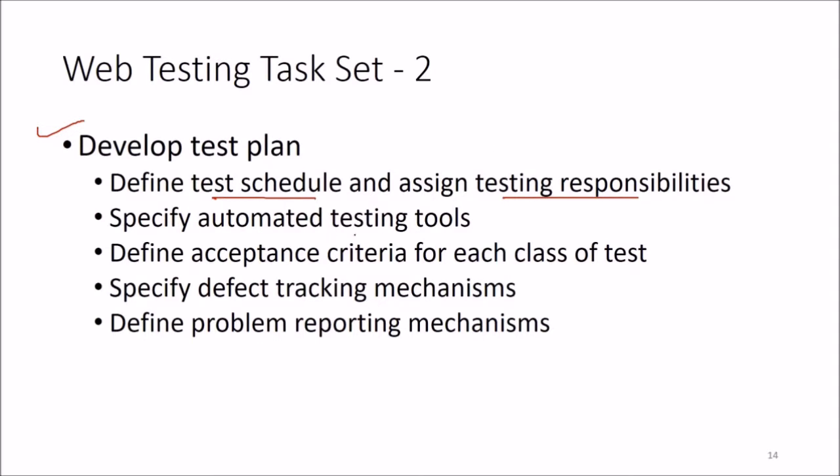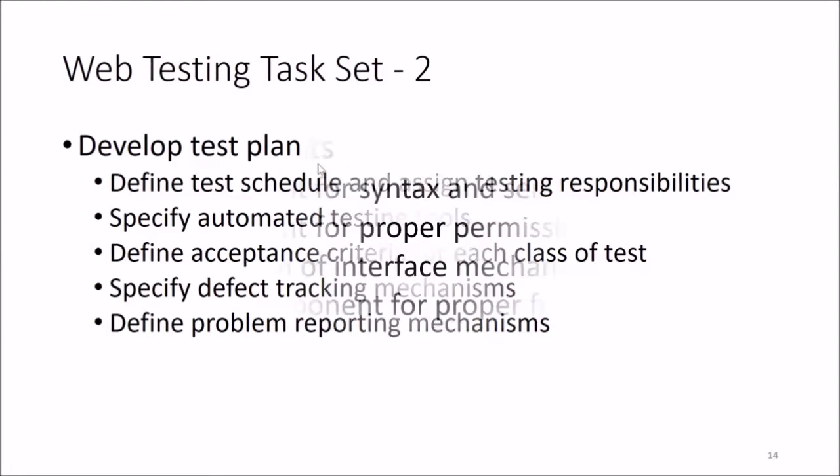We specify the automated testing tools which are available, like JUnit and LDRA. Most of all, we have open source options also. Then we define the acceptance criteria for each class of test. Then we specify a defect tracking mechanism and we define the problem reporting mechanism.